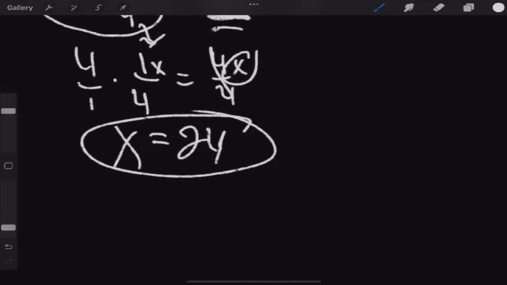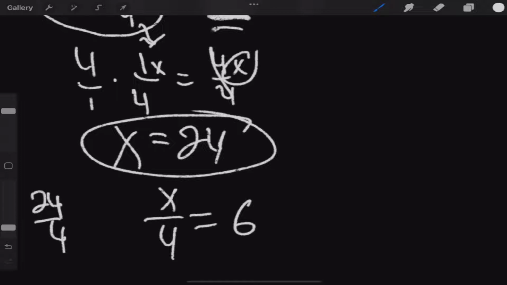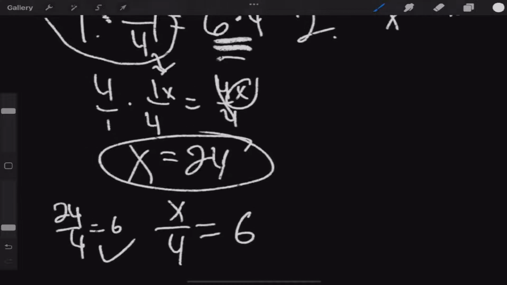And if we were to even substitute it back in where we had x over 4 equals 6, what does our x equal? 24. 24 over 4. Does that equal 6? 24 divided by 4 does equal 6, so that checks out. And that's basically how you would solve it.